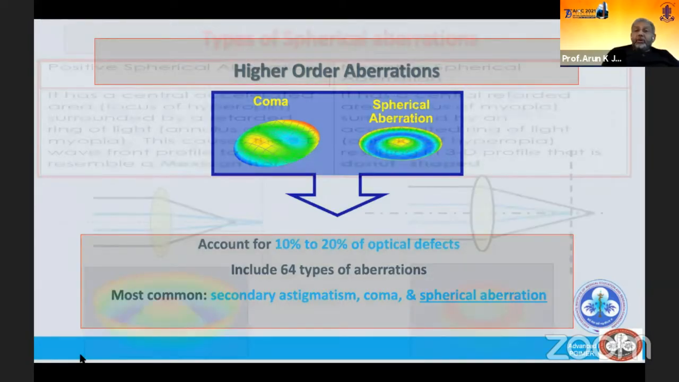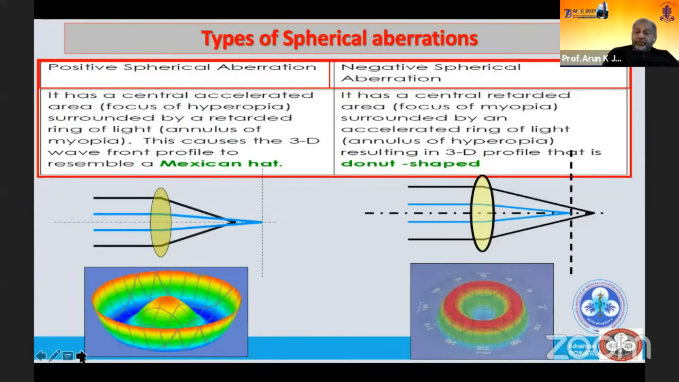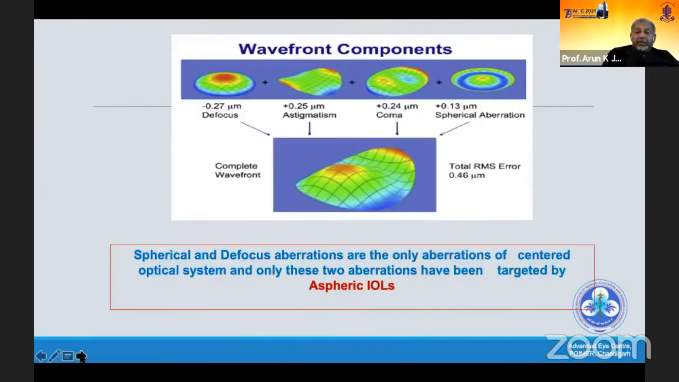And as we all know, spherical aberration could be either positive or negative. This cartoon shows the wavefront of a positive and negative spherical aberration. Spherical and defocus aberration are the only aberrations of a centered optical system, and these are the only two aberrations which have been targeted by aspheric IOLs. But of late, even coma has been targeted by a few IOLs available in the market.